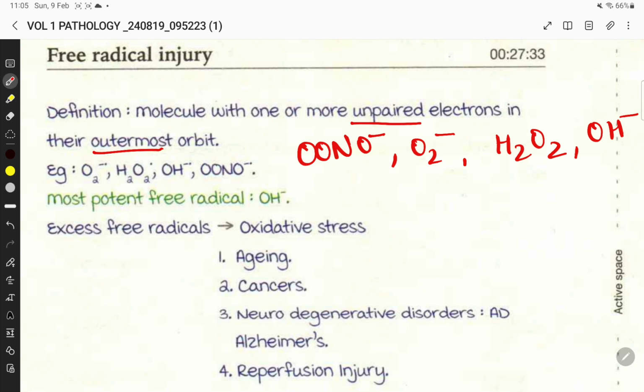The most potent free radical is OH minus. Other free radicals are O2 minus, H2O2, and OONO minus.